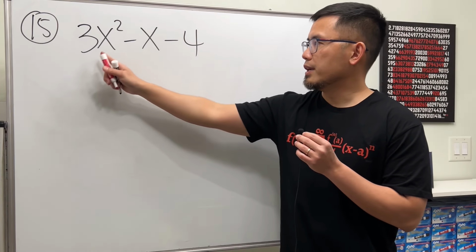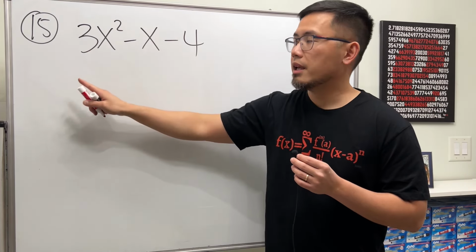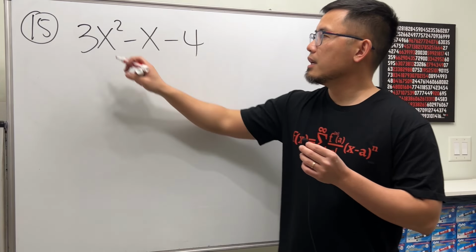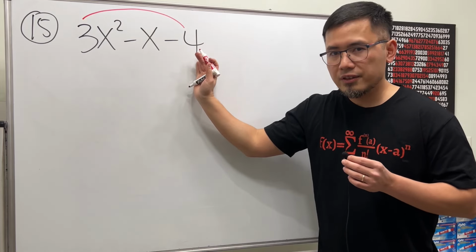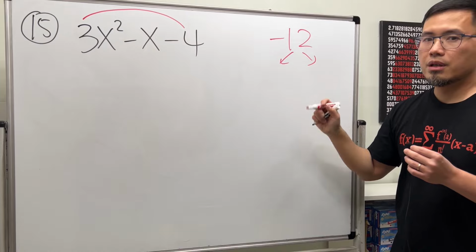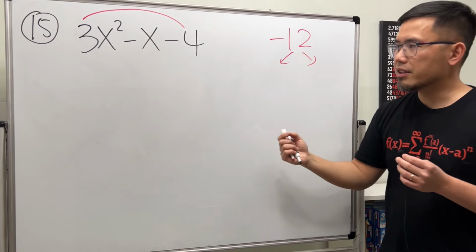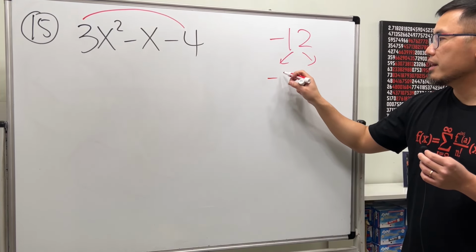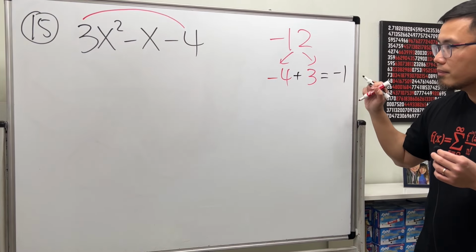Number 15, 3x squared minus x minus 4. Notice this is no longer a 1, and we cannot factor out any common factor. So in this case, try this. Take this number times the last number. 3 times negative 4, we get negative 12. And then do exactly what we did earlier. Think about two numbers that multiply to be negative 12. Together, they add up to be negative 1. And the correct combination will be negative 4 and 3. When we add them, we do end up with negative 1.